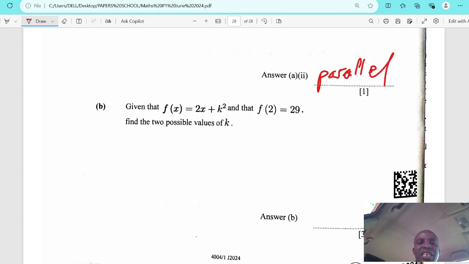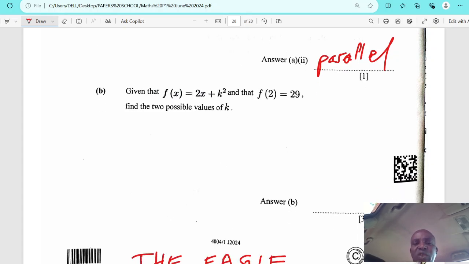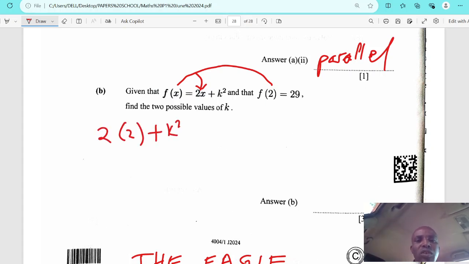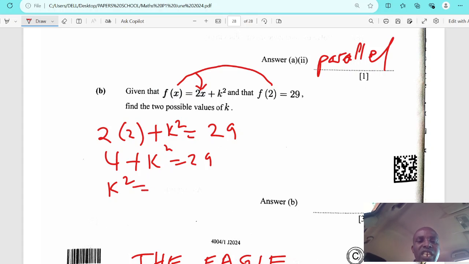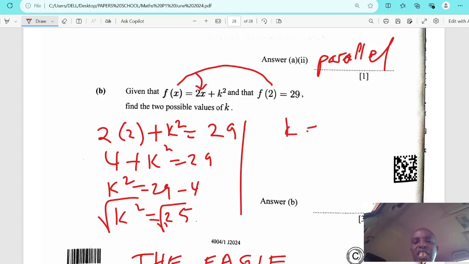Then next, given that f of x is equal to this one and that f of 2 is equal to 29, find the two possible values of k. For f of 2, you just take 2 and put it where there is x. So f of 2 will be 2 times 2 plus k squared, which is supposed to give you 29. Then it will be 4 plus k squared is 29. Then k squared is 29 minus 4. k squared is equal to 25. Then you square root both sides. Then k is equal to the square root of 25, which is plus or minus 5. So k is plus or minus 5.